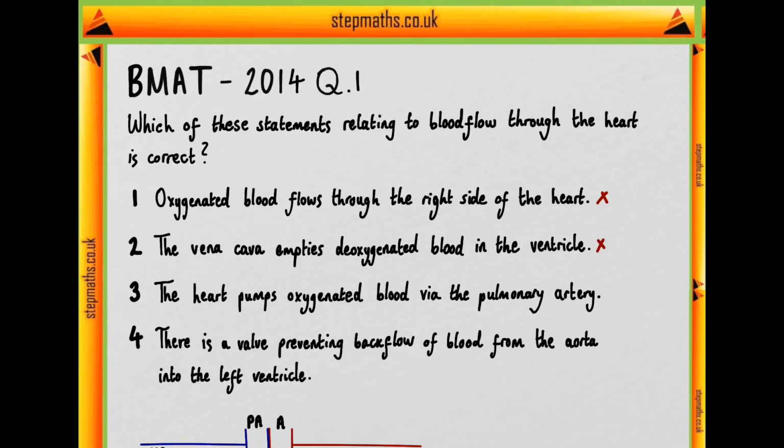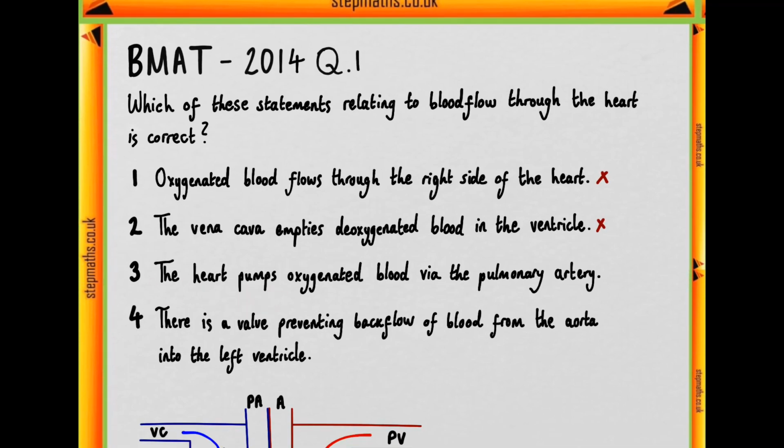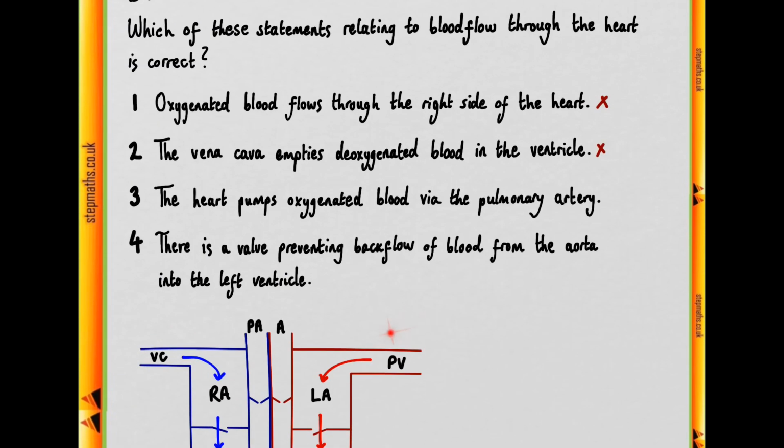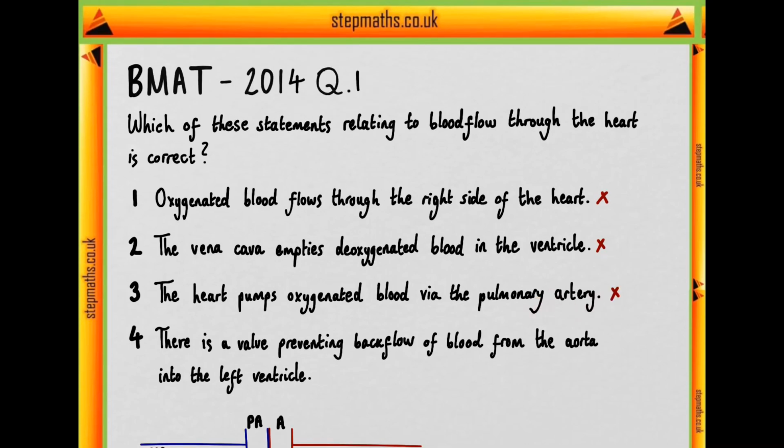So that's also wrong. Moving on, the heart pumps oxygenated blood via the pulmonary artery. Now that we've drawn our diagram, we know that it's deoxygenated blood that goes via the pulmonary artery into the lungs. You can remember that it's an artery because arteries always pump away from the heart, whereas veins always return. So the pulmonary vein returns oxygenated blood rather than the artery, so that's wrong.